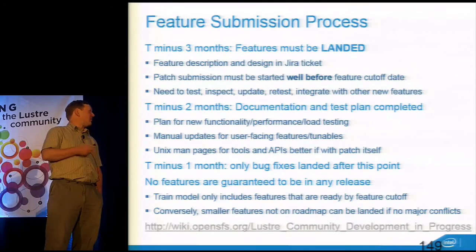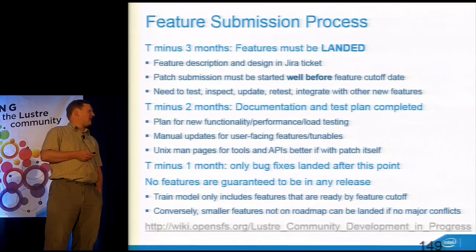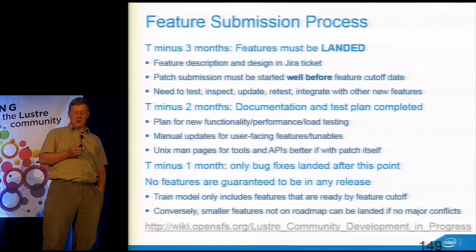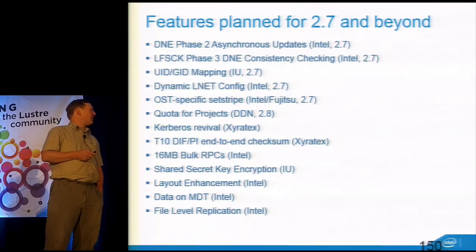2 months before the release, we want to get documentation and test plans and everything like that for features done. And 1 month before the release is the cutoff for only bug fixing and critical issues being addressed. So we're trying to have a reasonably stable process for adding these new features. It's worth mentioning, this is all prediction of the future, and so the features listed here are not necessarily all guaranteed to be in any given release, although I've tried to annotate them with the intended release.